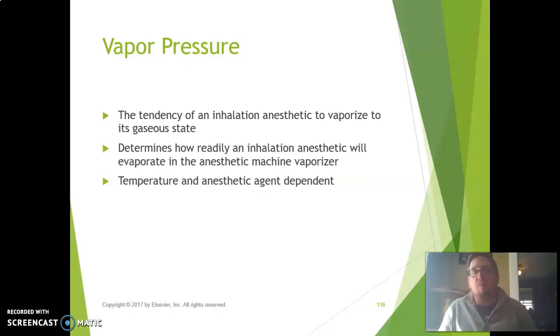Generally speaking, when we talk about vapor pressure, it's the pressure of an inhalation anesthetic to vaporize in its gaseous state. So what does it take for the liquid to be turned into gas? And it determines how readily an inhalant anesthetic will evaporate in the anesthetic machine vaporizer. Temperature and anesthetic agent dependent is the big thing.